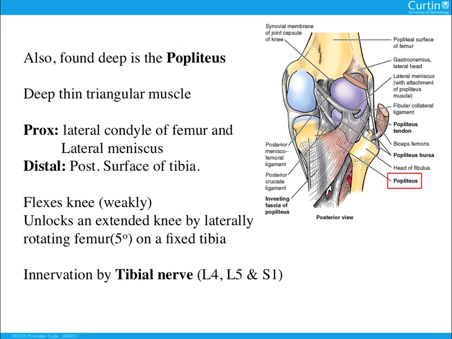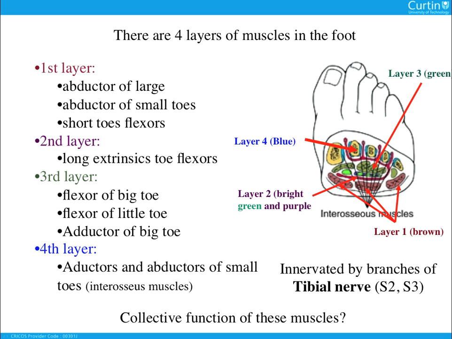Cool. Also found deep in the knee is the popliteus. It attaches from the lateral condyle of the femur and the lateral meniscus, but quite weakly, and inserts onto the posterior surface of the tibia. Its main function is to unlock an extended knee. It externally rotates a little bit and allows movement there again. Innervation is by the tibial nerve.